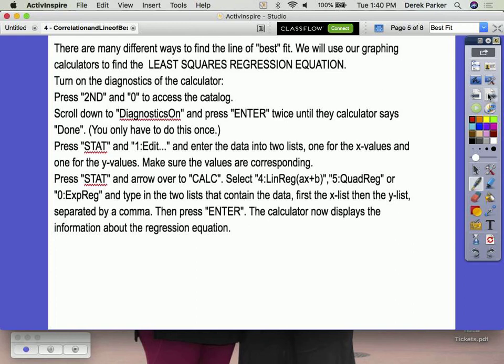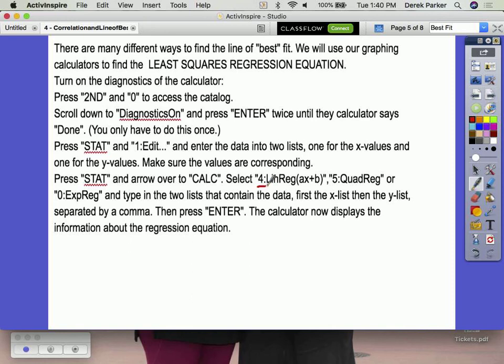That's it. Press stat and edit and enter the data in the 2 lists. Your X values will be one list. Your Y values will be the next list. It is imperative that you make sure the values are corresponding. After you do that, press stat and arrow over to calculate. Now this is very important as well.